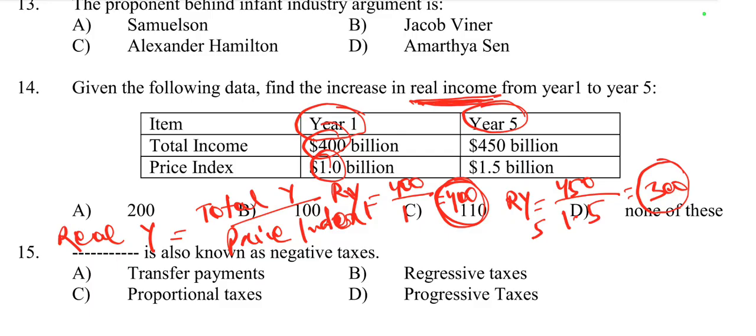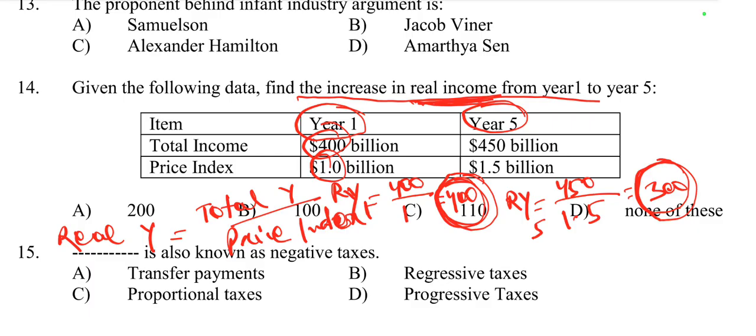The question asks to find the increase in real income from year 1 to year 5. But we see there is a decrease in real income, meaning in year 1 real income is 400 and in year 5 real income is 300. So the decrease is 100, a $100 billion decrease in real income from year 1 to year 5.